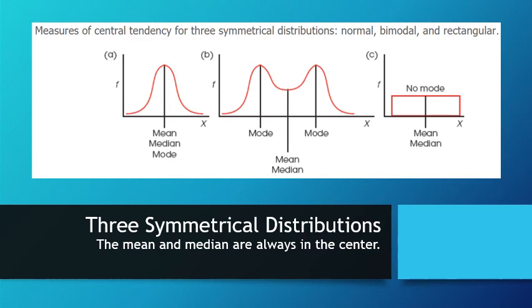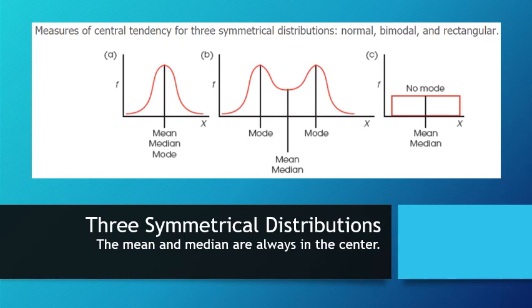It looks like a normal curve. If you drew a line down the middle, you notice it would be symmetrical. The left side looks like the right side. And the mean, the median, and the mode are all exactly in the middle of the distribution. All right, let's look at B, which is a bimodal distribution.